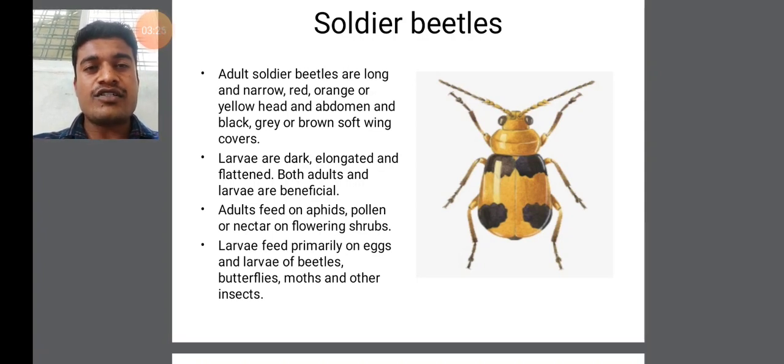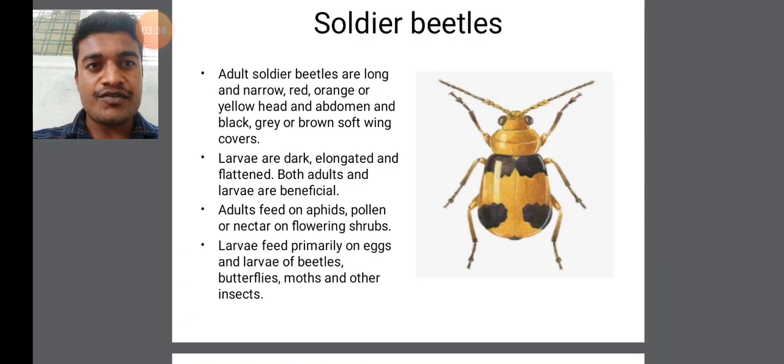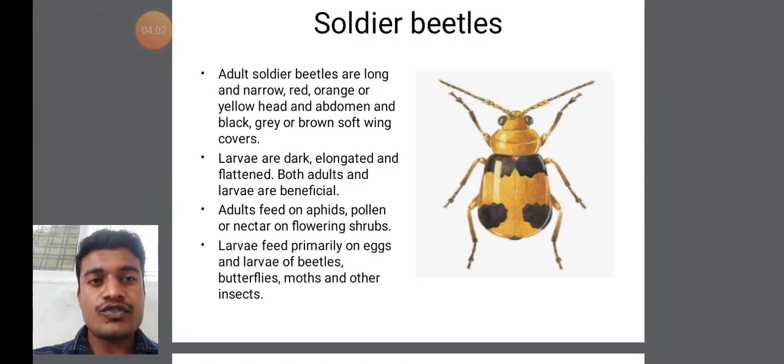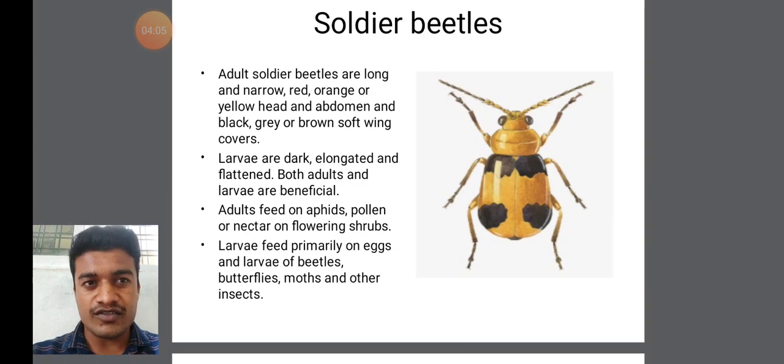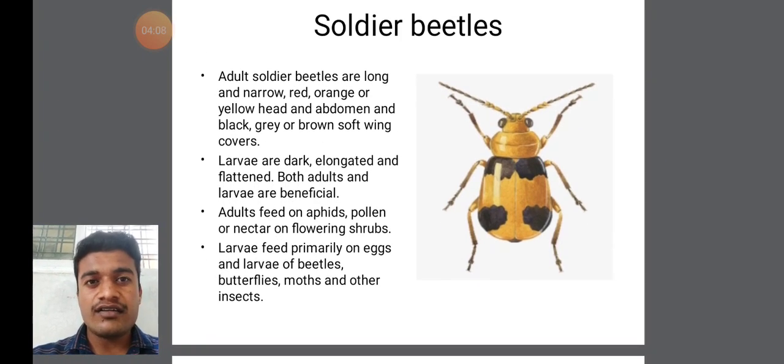The larvae of soldier beetles are dark, elongated, and flattened. Both adults and larvae are beneficial and maintain their economic importance in the environment. Adult soldier beetles feed on aphids, pollens, or nectars on flowering shrubs. The larva of the soldier beetle feeds primarily on eggs and larvae of beetles, butterflies, moths, and other insects. Also, the soldier beetle reduces economic losses, and in that way it also has economic importance in the environment.